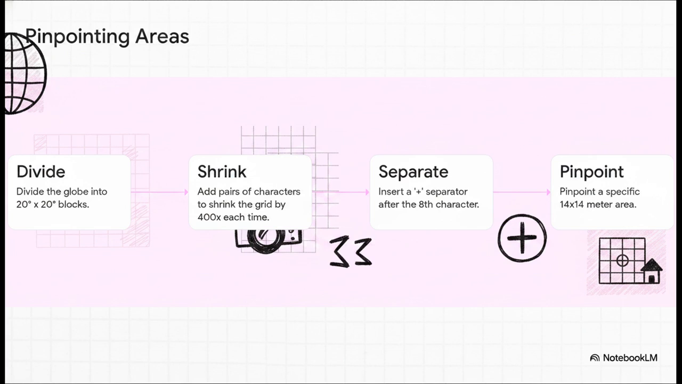Step 2. Every single time you add a pair of characters to your code, one for latitude, one for longitude, the grid shrinks, zooming in 400 times closer. Step 3. Once you hit the 8th character, a plus sign is dropped in to act as a handy visual separator. And finally, by the 10th character, you've zoomed in so incredibly far that you've pinpointed a specific 14 by 14 meters square on the Earth's surface.